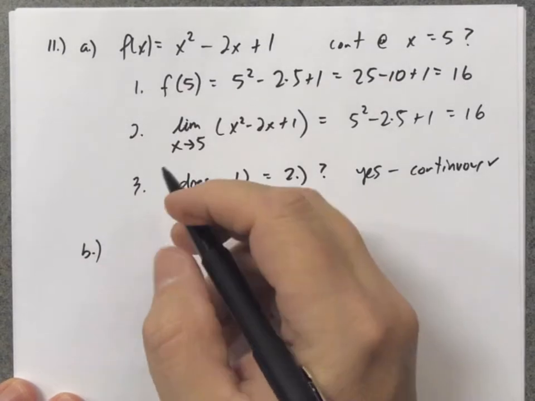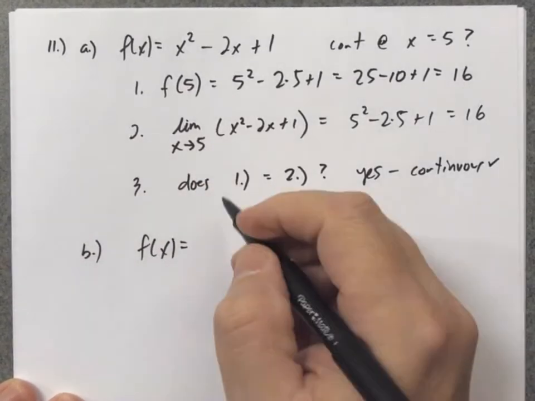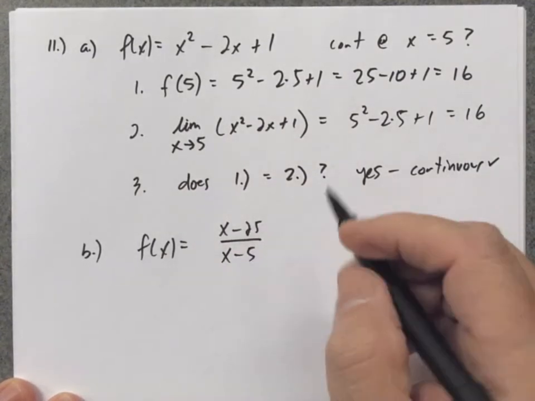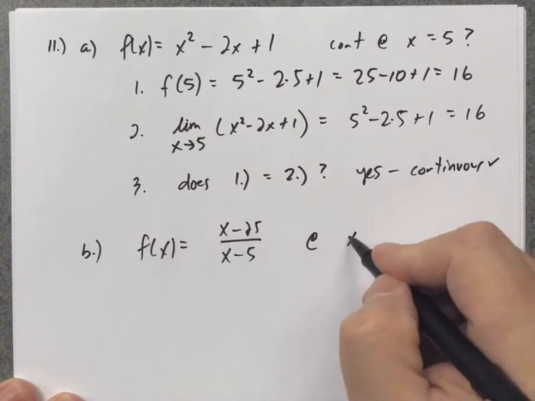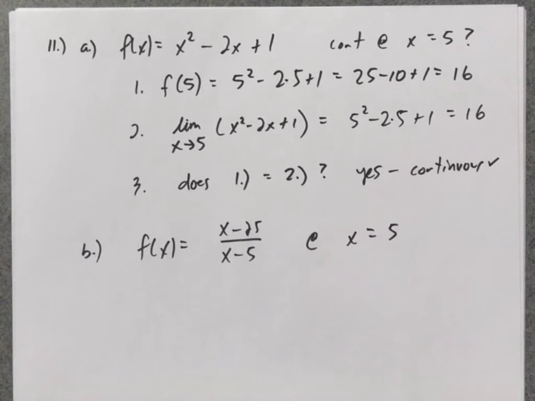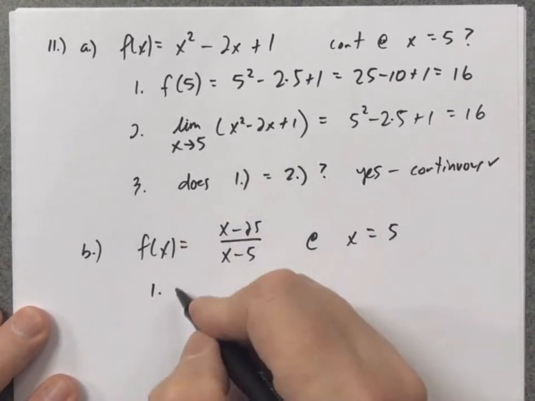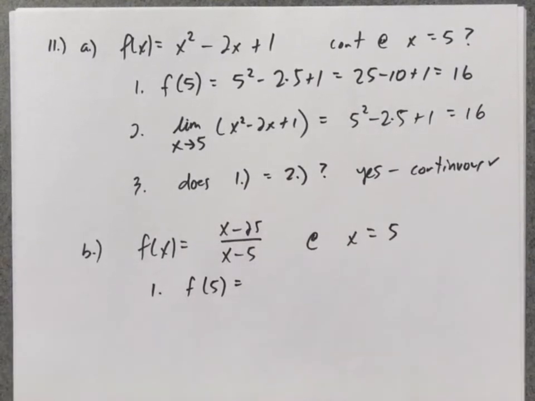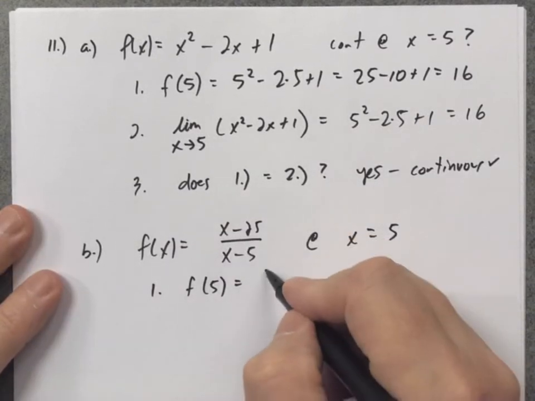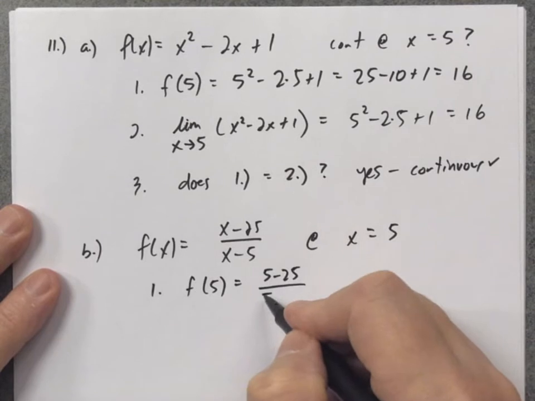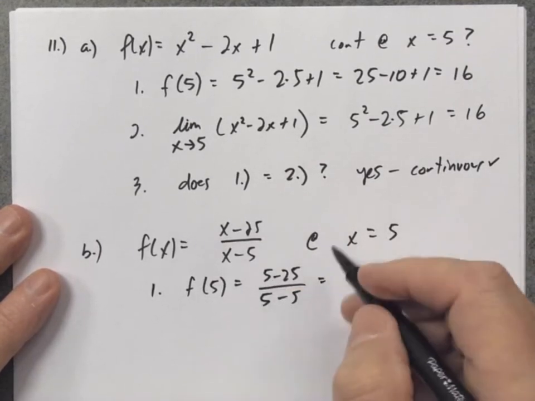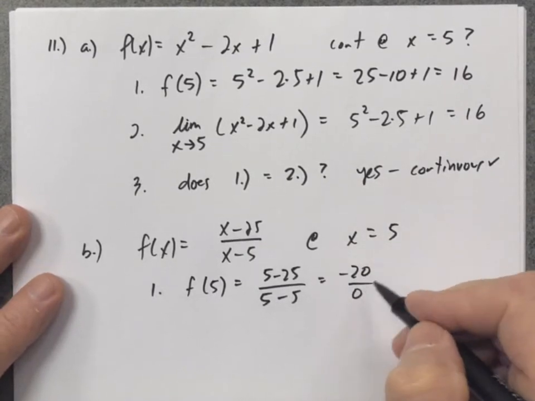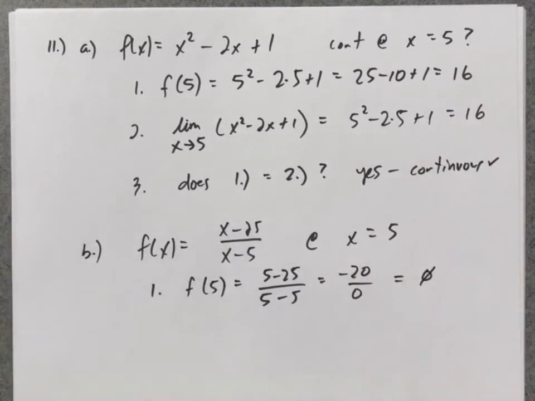Let's look at the second problem and see what's going on here. So here the function is x minus 25 over x minus 5, and we're checking the continuity at x equals 5. Same 3-step process. First, evaluate the function at that value of x. So f of 5, plug in 5 for x. 5 minus 25 over 5 minus 5. Negative 20 over 0. What happens when you divide by 0? You stop and you say it's undefined.